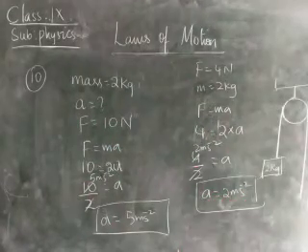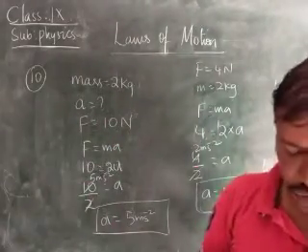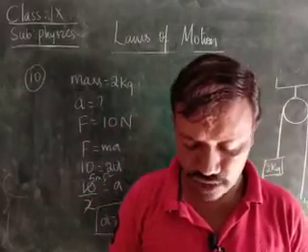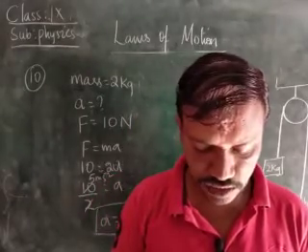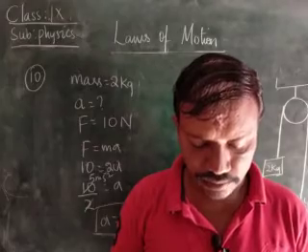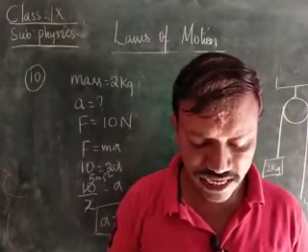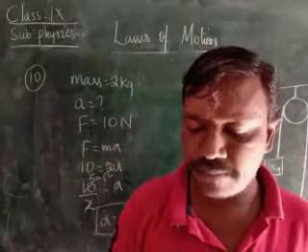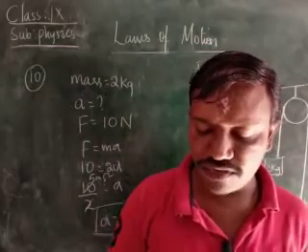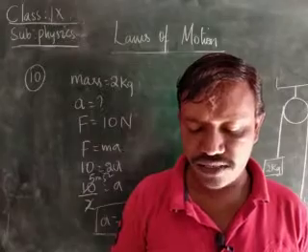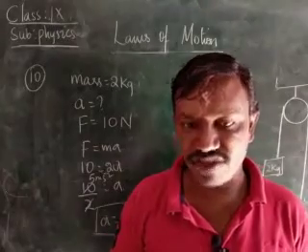A man of mass 30 kg uses a rope to climb which bears only 450 newtons. Okay, here, a man of mass 30 kg uses a rope to climb which bears only 450 newtons. What is the maximum acceleration with which he can climb safely?